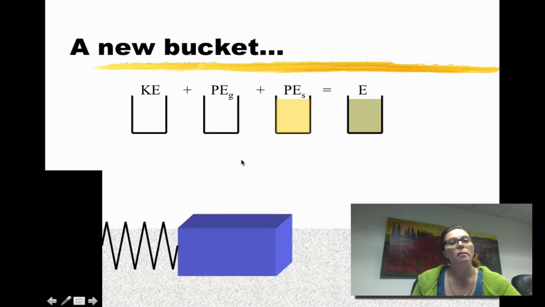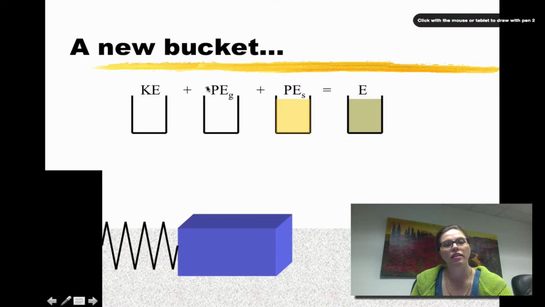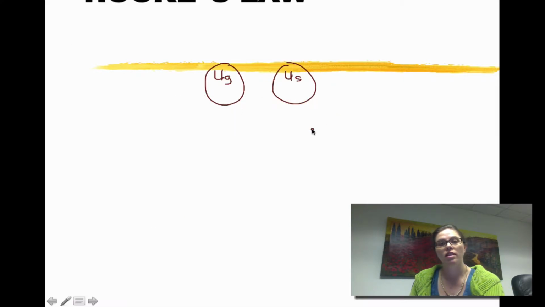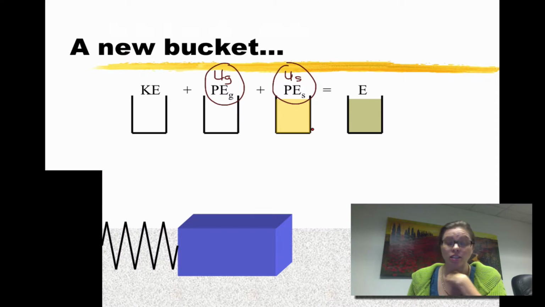The last bucket that we will see right here is our potential energy due to springs, and you could use that as US. UG you could use for potential energy for gravity. US you could use for potential energy for springs. So remember, energy is just the ability to do damage. So you think of this as if this is a very strong spring and we're pushing the box back, it has the potential to shoot the box out and do some damage.